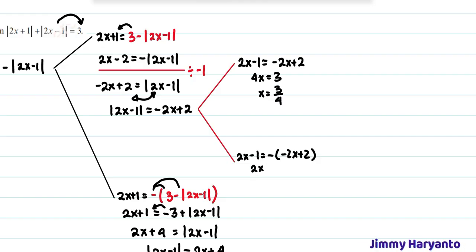For this one, 2x minus 1 equals to 2x minus 2. Move the 2x to the left hand side. 2x minus 2x will become 0. So 0 equals to negative 2 plus 1 equals to negative 1. 0 equals to negative 1 is not correct, it's false. So this one is not valid, or there is no solution from these equations.